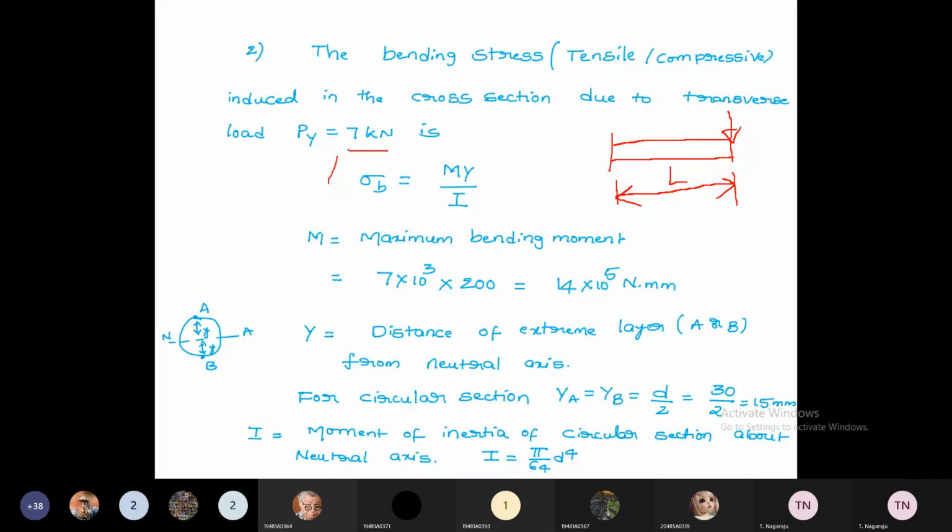Then the maximum bending moment is equal to the load Py, acting in the y direction, multiplied by the length. Py is 7 kilonewtons multiplied by the length 200 mm. Then you get the maximum bending moment. He asked us to calculate the maximum bending stress induced in the member. For that, we require the distance from the extreme fiber to the neutral axis. For the extreme fiber, you may take the A side or the B side.